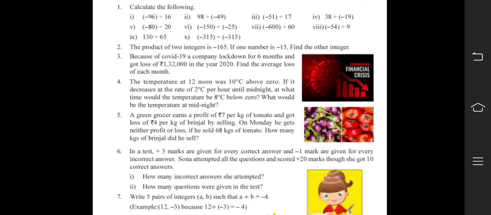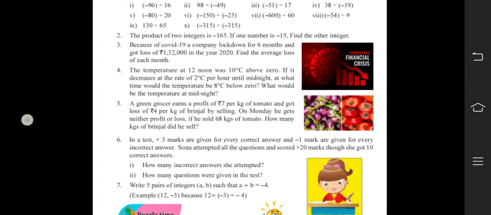Next question, see children. The temperature at 12 noon was 10 degrees centigrade above 0. If it decreases at the rate of 2 degrees centigrade per hour until midnight, at what time would the temperature be 8 degrees centigrade below 0? What would be the temperature at midnight?